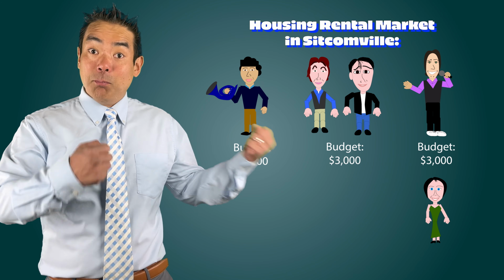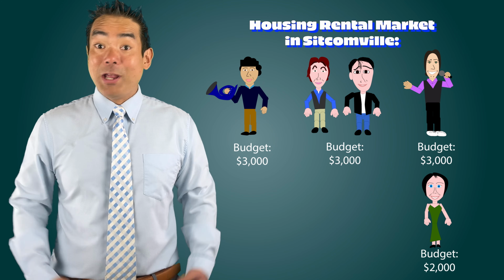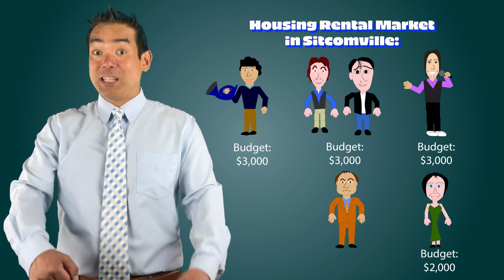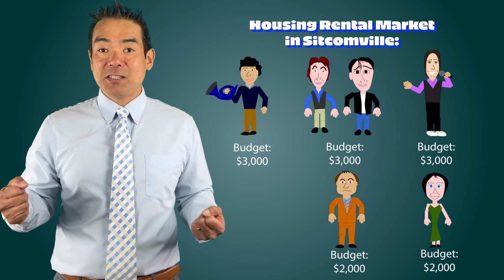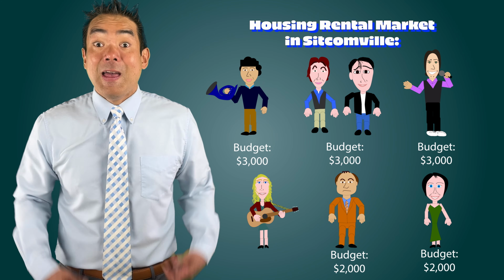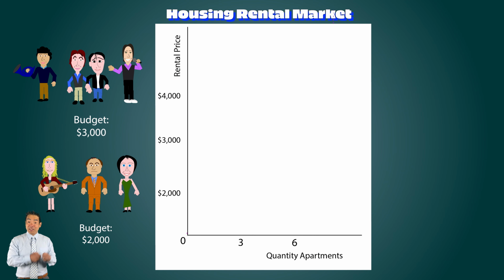In addition, we have Monica, who's a chef. She's only willing to pay $2,000 a month for an apartment. We also have Frazier, a psychiatrist who lives with his dad, but he'd be willing to move out and find his own apartment at a rental price of $2,000. And finally, we have Phoebe, a folk singer, who is also willing to rent an apartment at a price of $2,000.